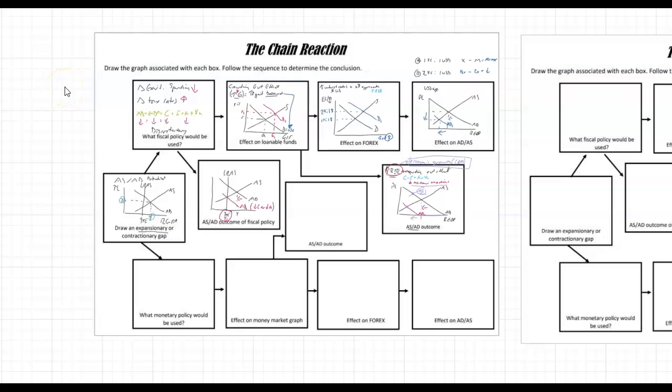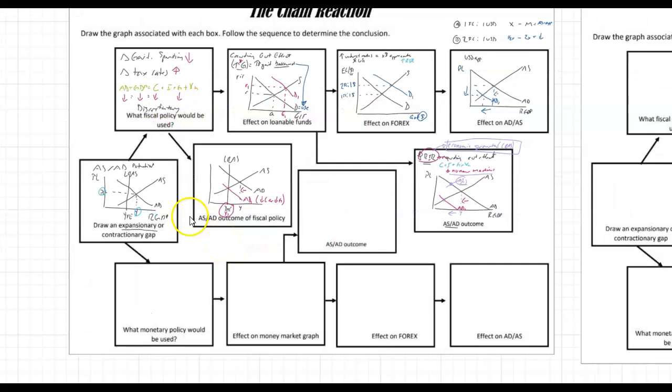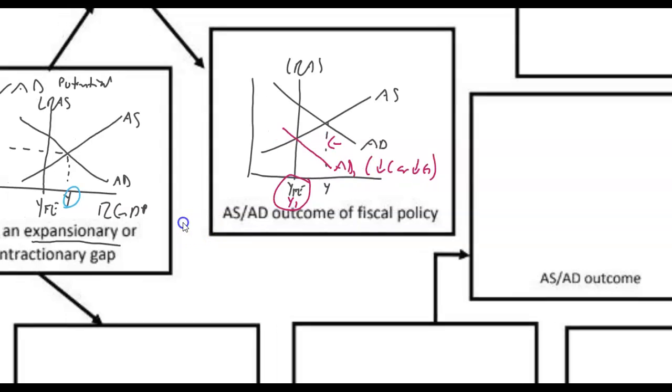Hi, Mr. Farmer here, and we're talking about AP Macroeconomics, and we're going through this worksheet called the Chain Reaction Worksheet. This is part 2. First time we kind of did this upper section over here. So what we're going to do is I'm going to go ahead and jump into what we'd already talked about.